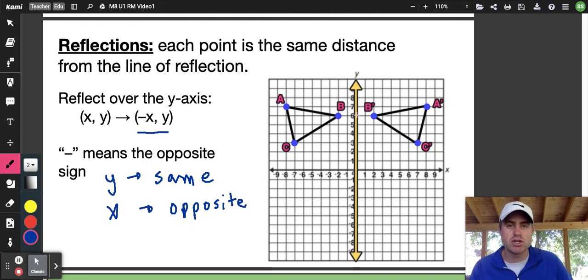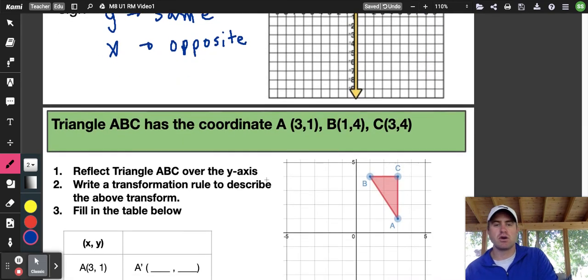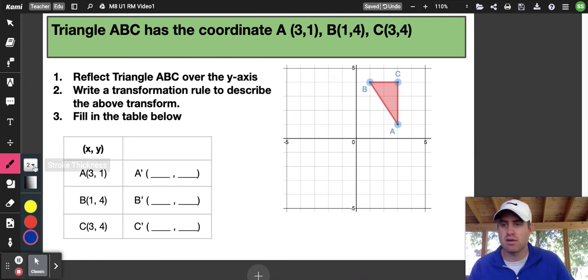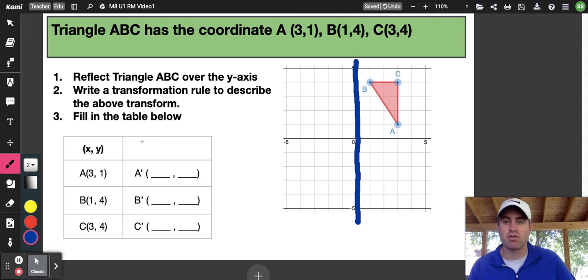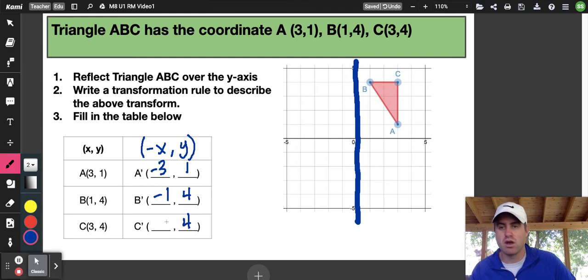Again, B and B prime are 2 units from the line of reflection. C and C prime are 7 units from the line of reflection. Each point is the same distance from the line of reflection. All right, let's go ahead and do a quick one over the y-axis this time. So I'm going to make a big old obvious line on our y-axis so we can use that as our line of reflection. Now, our coordinate rule for reflecting over the y-axis is x changes to the opposite, y stays the same. So you can do this one of two ways. You can draw your figure first, or you can do your points. I'm going to do my points first. So y stays the same, so it's 1, 4, 4. X takes the opposite. So -3, -1, -3.